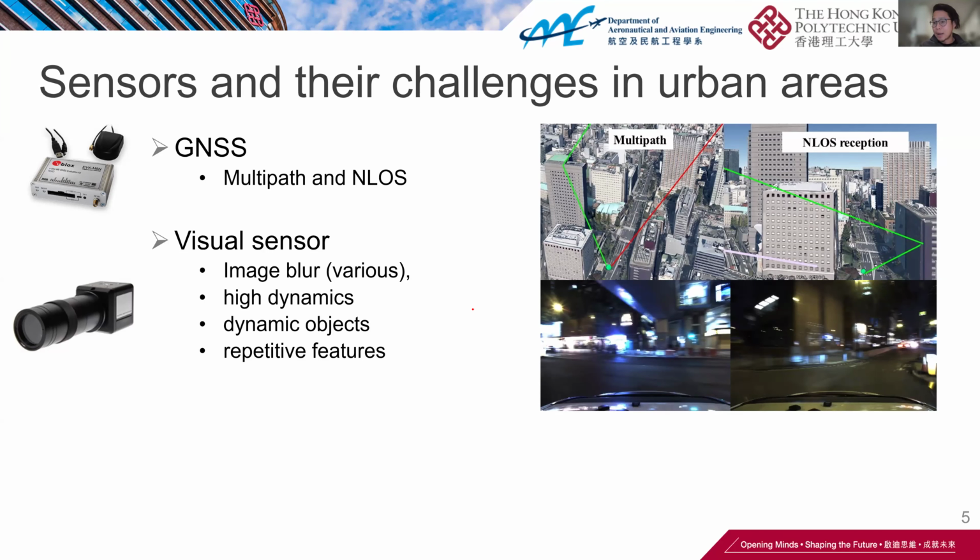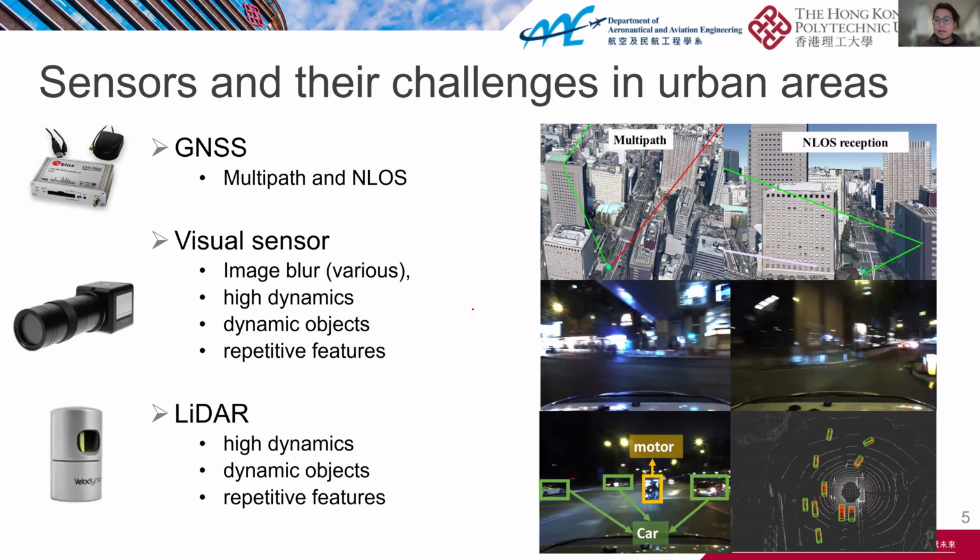And some dynamic objects running around is also a problem. And sometimes you have repetitive features. That's also a big problem as well. For LiDAR, it is relatively a bit easier, but high dynamics, dynamic objects and repetitive features are still challenges. So most of these very popular sensors used in either robotics or smart devices are challenged in this area. So it's really interesting to see what kind of algorithm we can come up with, fusing all of this or just trying the best for each of these to get the best performance.